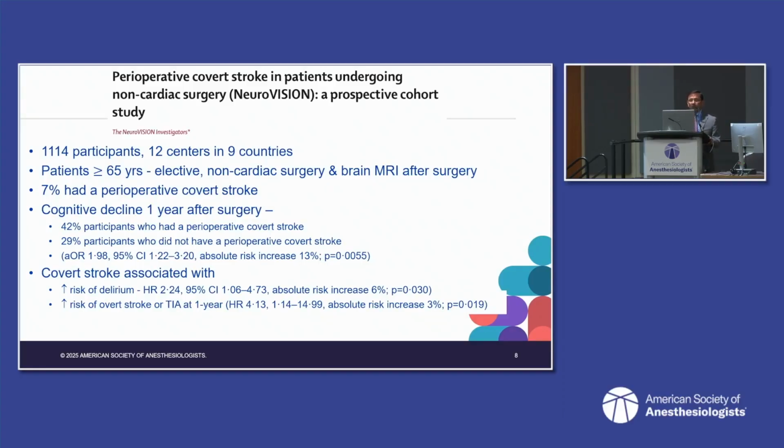I'm sure you're aware of the Neurovision study, which was published a few years ago. This is a study conducted across 12 centers in 9 countries, looking at more than 1,000 participants who were more than 65 years of age, undergoing elective non-cardiac surgery, and they all had an MRI after the surgery. And the incidence of perioperative covert stroke in this study was 7%, so substantially high. Now, these patients obviously did not have acute neurological dysfunction in the postoperative period, but what's concerning is that there was a cognitive decline observed at 1 year and also an increased risk of delirium in those patients who had covert stroke.